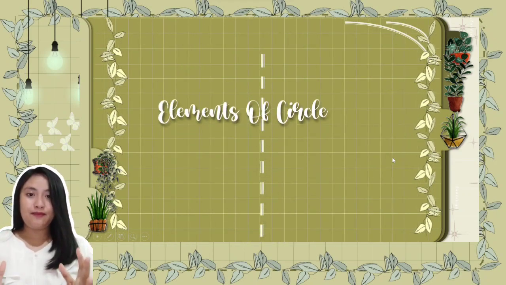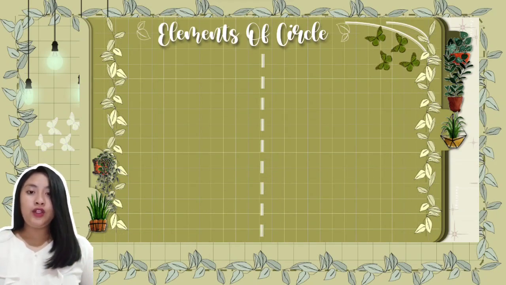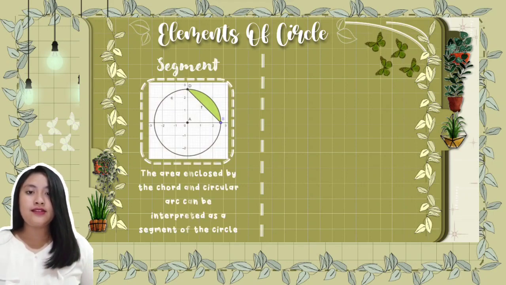Next is segment. The area enclosed by the chord and circular arc can be interpreted as a segment of the circle.